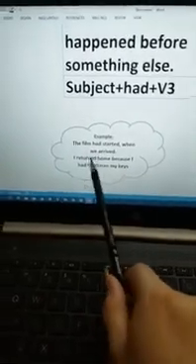Second example. I returned home because I had forgotten my keys. I returned to my home. Why? Because I had forgotten my keys. So this action was already done, already completed, that I had forgotten my keys at home. So this is basically your past perfect tense.